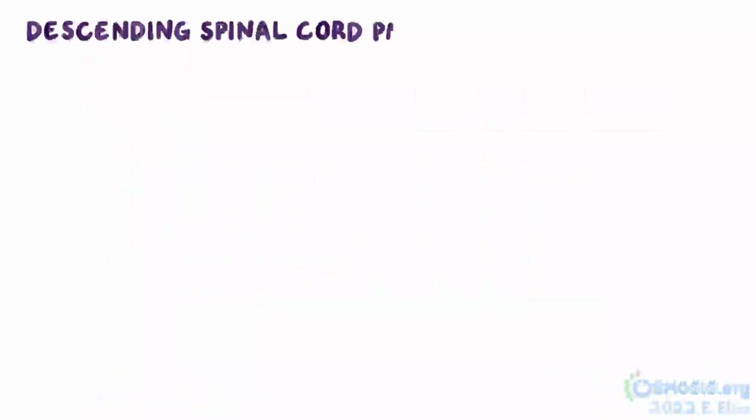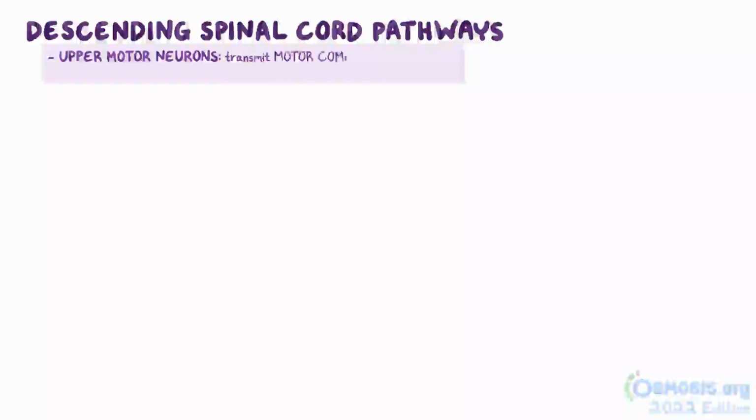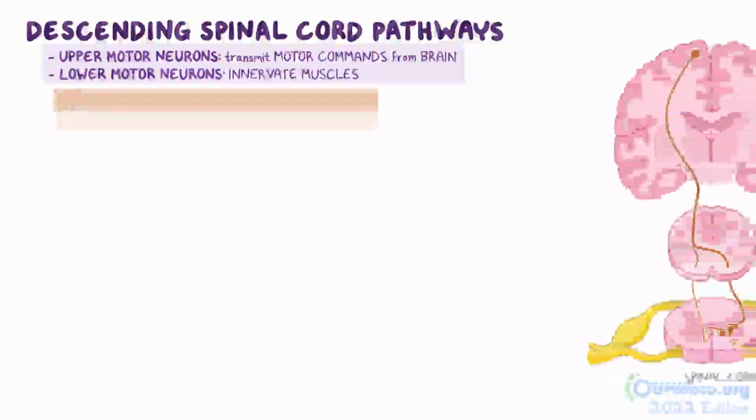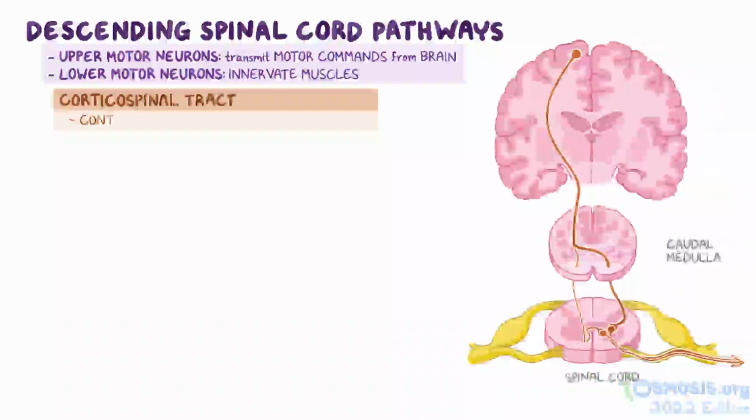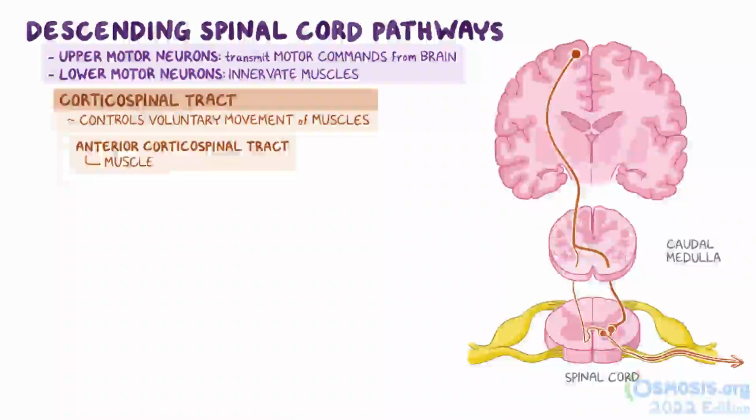Alright, as a quick recap, descending spinal cord pathways consist of upper motor neurons, which form tracts that transmit motor commands from the brain to the spinal cord, and lower motor neurons that directly innervate the muscles of the body. The tracts that originate from the cortex are the corticospinal tracts, which help control the voluntary movement of our muscles. The corticospinal tract is divided into the anterior corticospinal tract, which mainly helps control the muscles of the trunk, and the lateral corticospinal tract, which helps control muscles of the limbs.